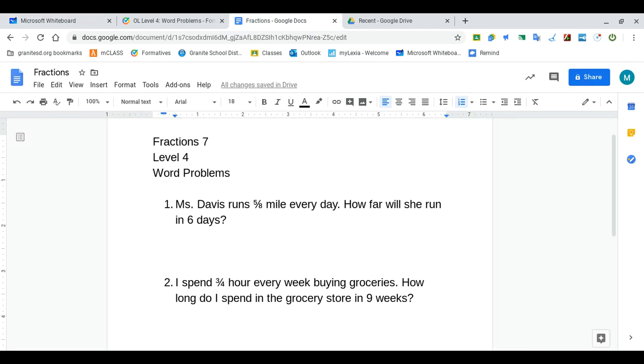All right, I have 2 examples that we're going to go through today, starting with this first one. The first one, we're going to give an answer as an improper fraction, as if it was 1, 2, or 3. The second one, we're going to do a mixed number, as if it was 4, 5, or 6. So let's get started. I'm going to read it. Miss Davis runs 5/8 mile every day. How far will she run in 6 days?